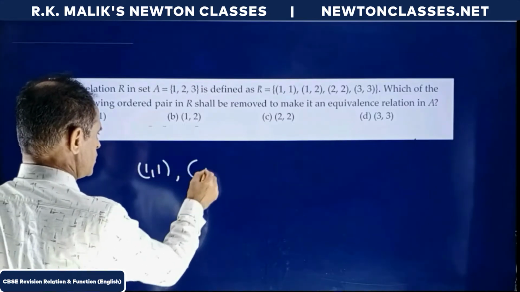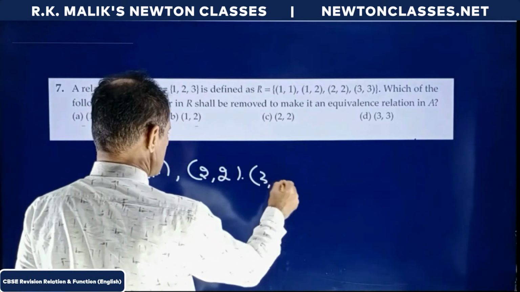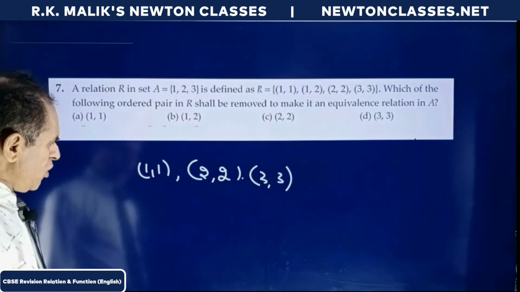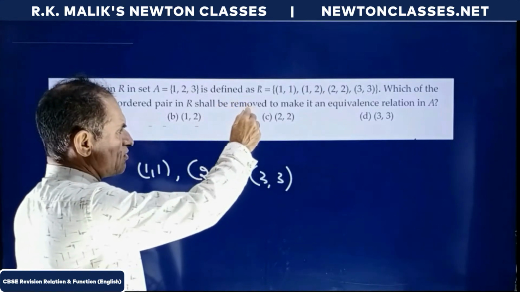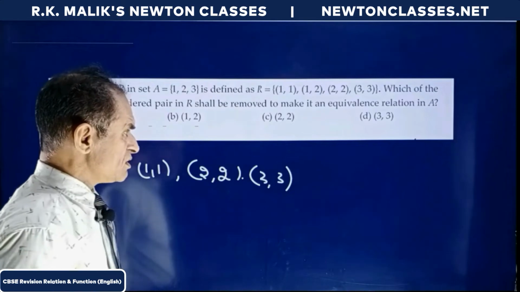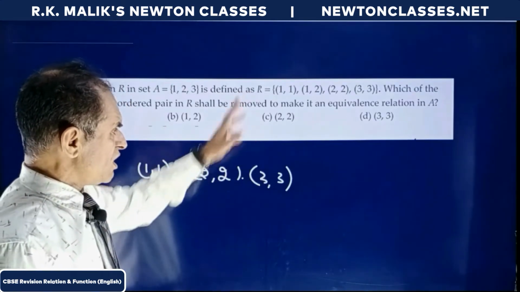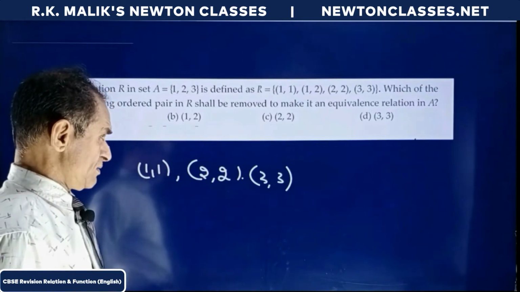(1, 1), (2, 2), (3, 3), all these three ordered pairs must belong to R for the relation to be reflexive, and because these three are in R, therefore R will be called a reflexive relation.